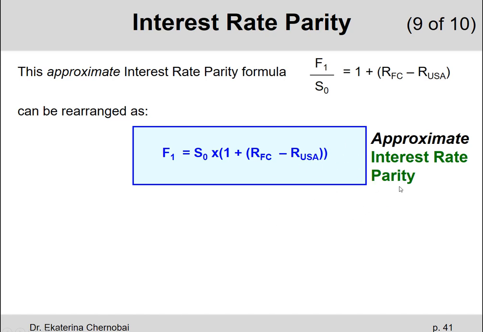And by the way, I have an example coming up on the next slide on both the approximate and the exact interest rate parity formulas. So this formula calculates what the 1 year forward rate that you're locking in today should be, depending on what today's exchange rate is, S0, and how the risk-free rates differ between the foreign and the domestic countries.